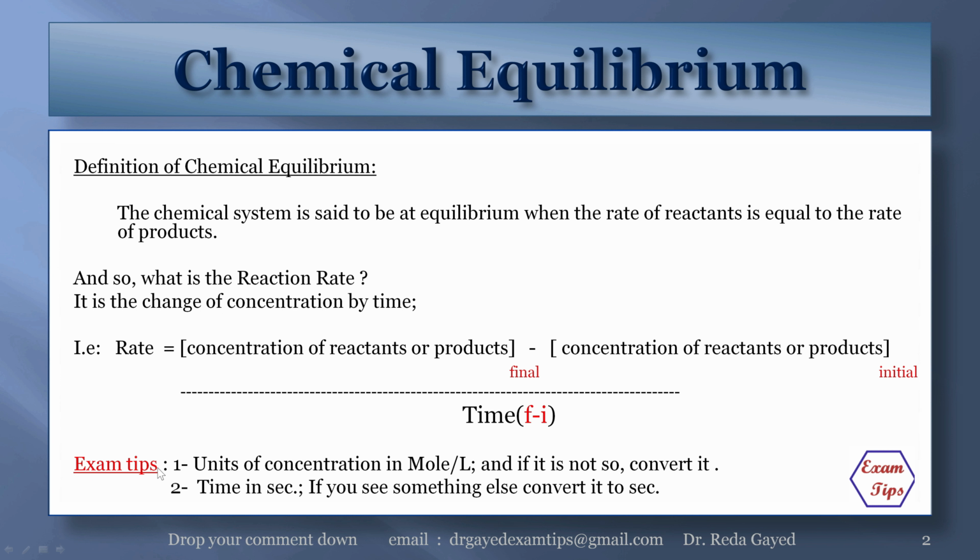My exam tips in this way: the first point, units of concentration should be in mole per liter. And if it is not so, please convert it to be mole per liter. If it is mole per 3 liters, you have to convert this to mole per liter, and so on. If it is less than a liter, you have to convert it to liter. This is very, very essential and very important.